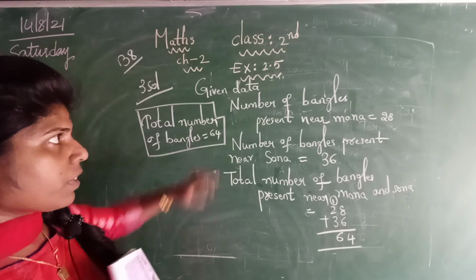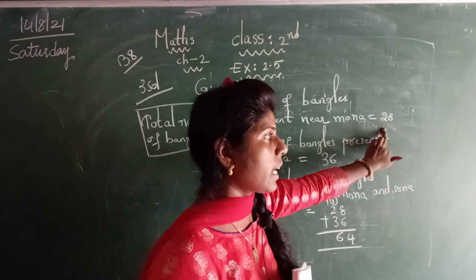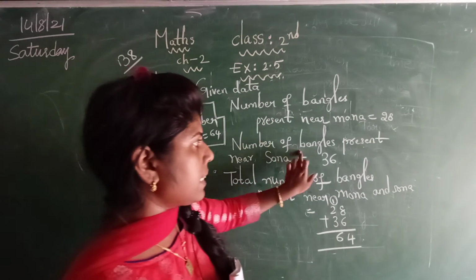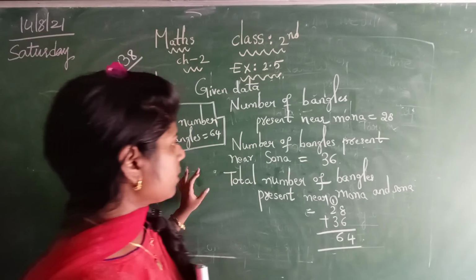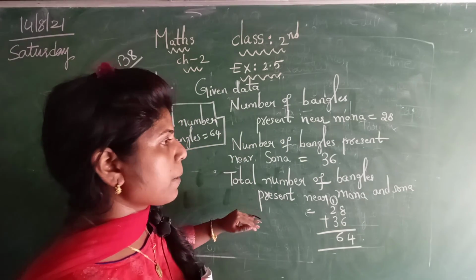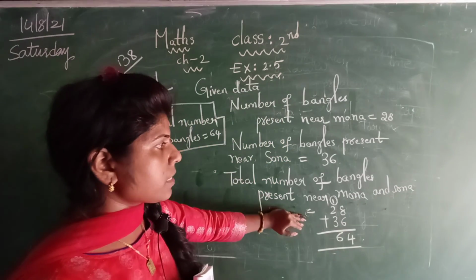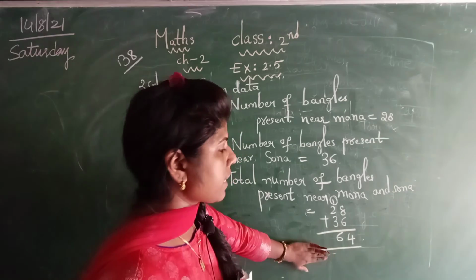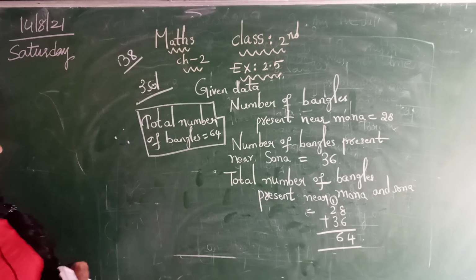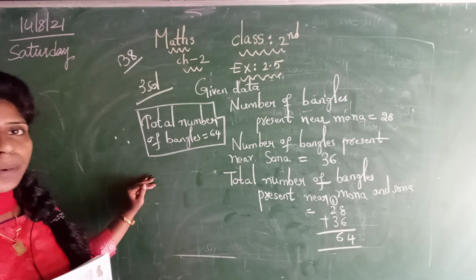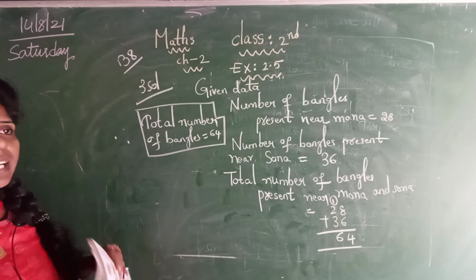Is it clear now? Number of bangles present near Mona equals 28. Number of bangles present near Sona equals 36. Total number of bangles present near Mona and Sona is 28 plus 36. What is the answer? 64. Therefore, total number of bangles is equal to 64. Okay, so these are the 3 problems. Copy down in the textbook as well as in the classwork book.